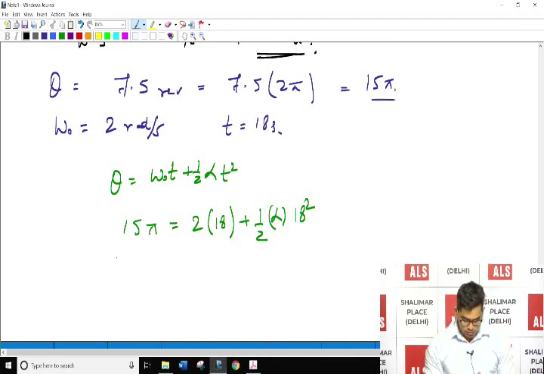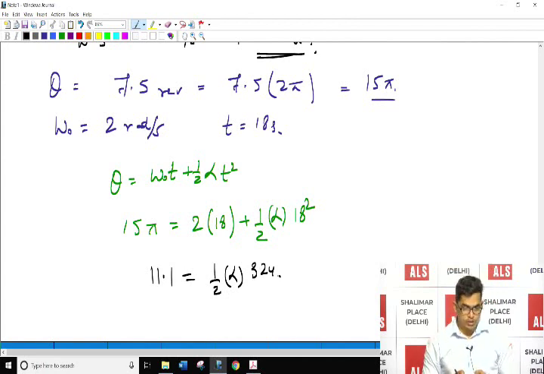So 15 pi. Okay, we have to calculate the value of pi. So 15 into 3.14 is 47.1, minus 36 gives 11.1. So 11.1 equals half alpha into 18 square. 18 square is how much? 324. So 22.2 divided by 324 is 0.06. Very good, correct answer. By the way, it should be 0.068 radian per second square.